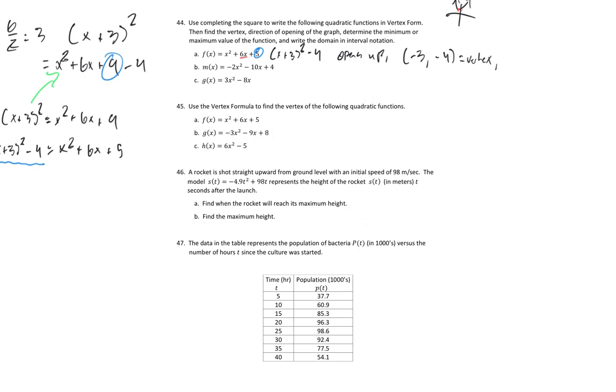Okay, so let's just keep going. So that there would be our vertex. And we said our vertex is a minimum, so the minimum value would be -4, the y value or function value there. And write the domain in interval notation. Well, this is a polynomial or parabola, right? So it actually has an unrestricted domain.